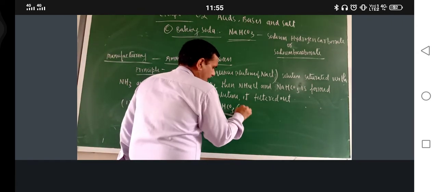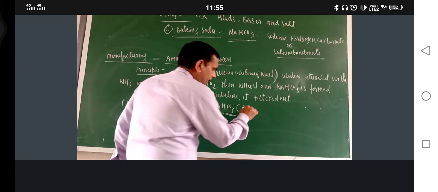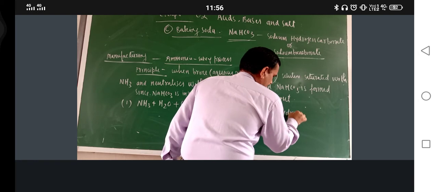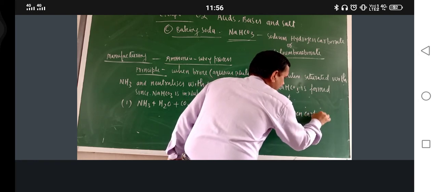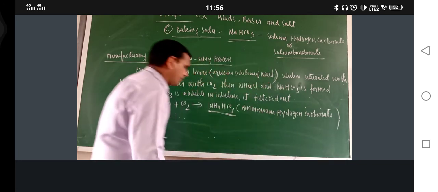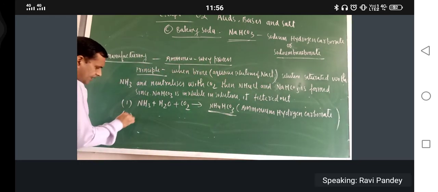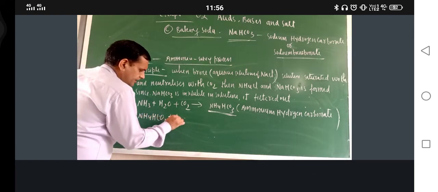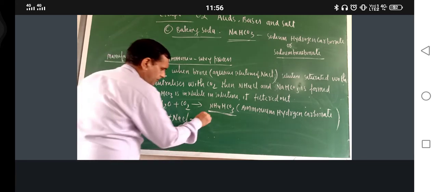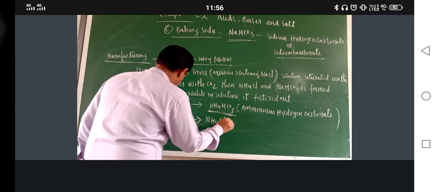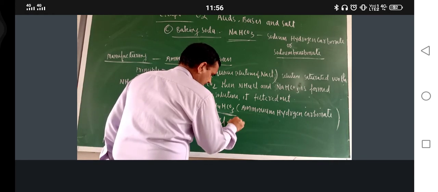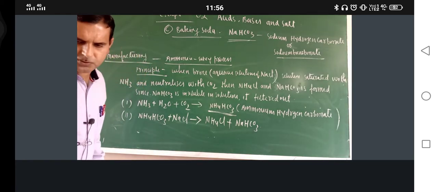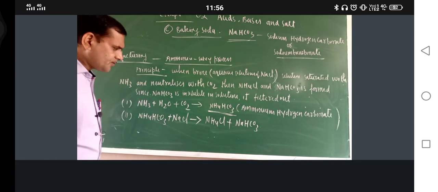Okay, what is this one? Ammonium hydrogen carbonate. In the second step, ammonium hydrogen carbonate, NH4HCO3, reacts with NaCl and it forms NH4Cl plus NaHCO3. Okay. Now just see.